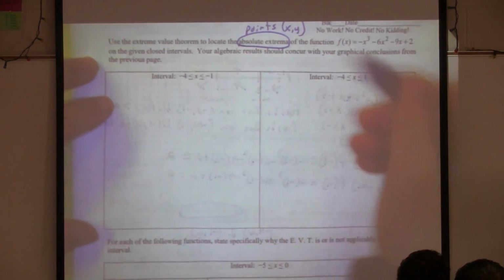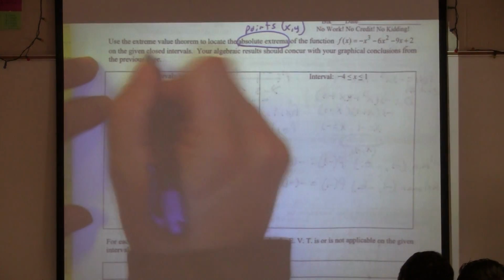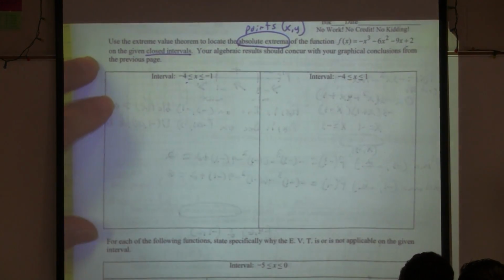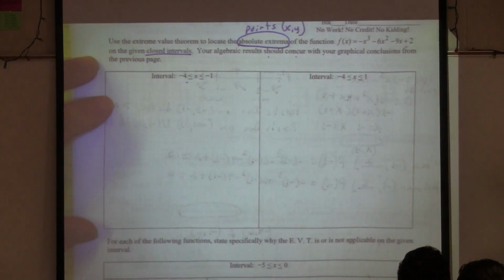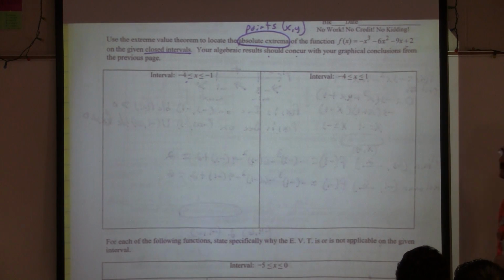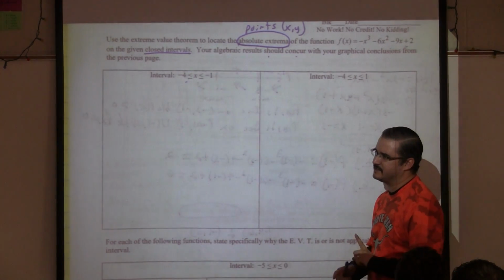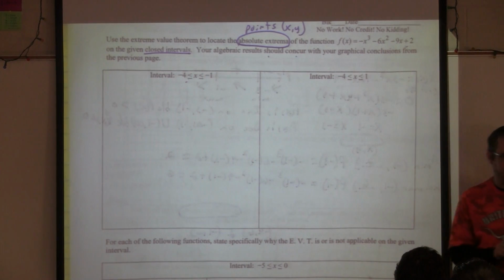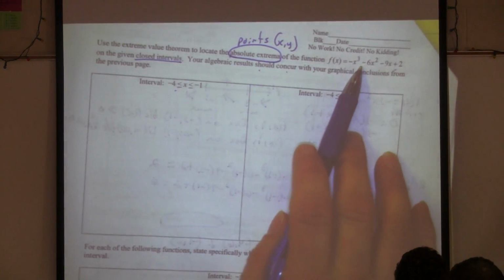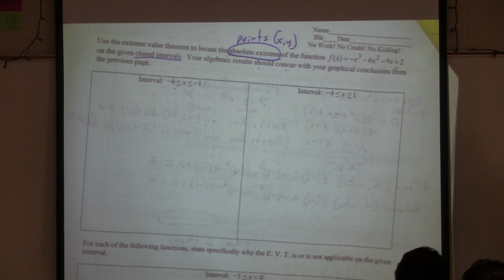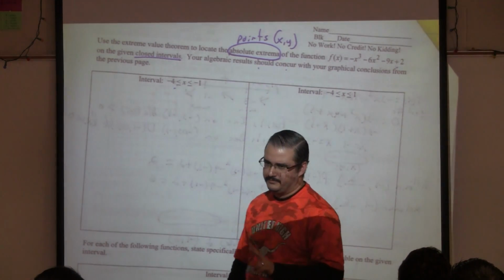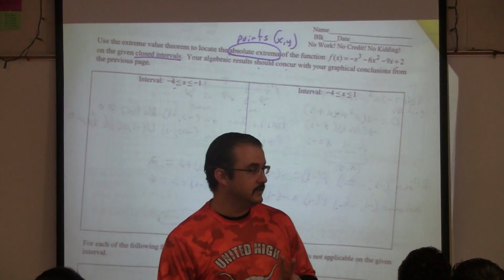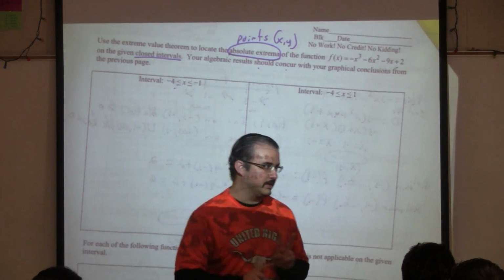So, of this function, which is the same one we did on the given closed intervals, which were the same two intervals we did, use your algebraic results to concur with the graphical conclusions from the previous page. Okay, so first thing is that it must be continuous. Is it continuous on those two intervals? Yes, because this is a polynomial. Second thing we need to look for is where I could have absolute extreme values. Where are the two places that they could occur? Endpoints or at critical numbers.